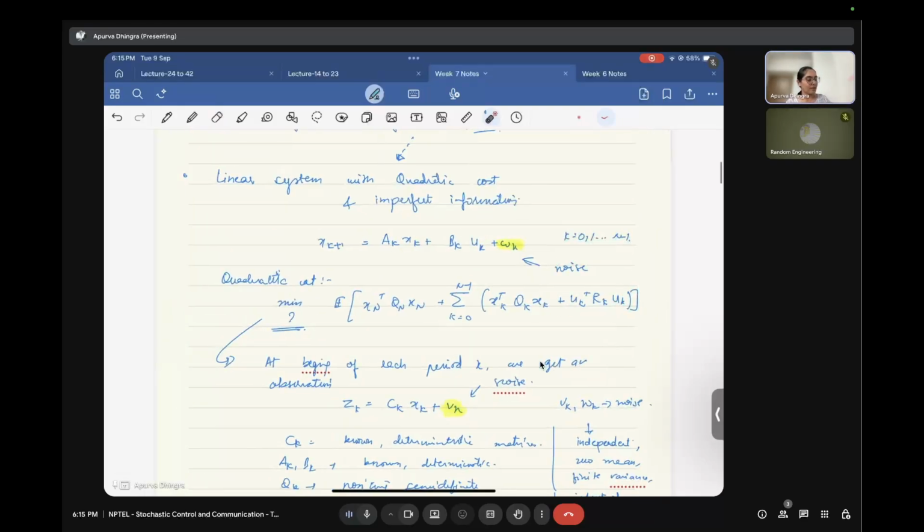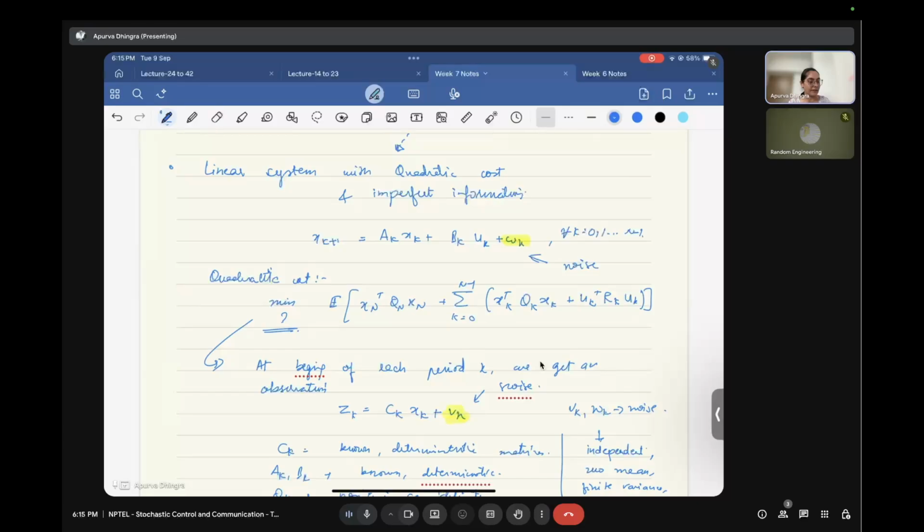So we are focusing on a linear system with quadratic cost and imperfect information. Meaning this is our main dynamics. This is how our x_{k+1} is evolving with respect to x_k, u_k being the control and w_k being the noise. And this is for all k from 0 to N minus 1, so for all the time steps. Then our quadratic cost is the same kind of cost that we had earlier.